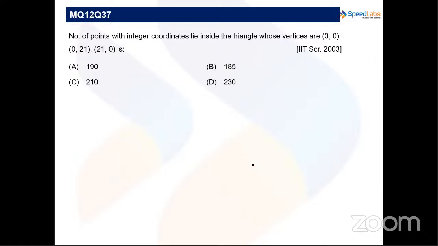Again, 30-second time. The question is the number of points with integer coordinates that lie inside the triangle whose vertices are 0, 0, 0, 21, and 21, 0.